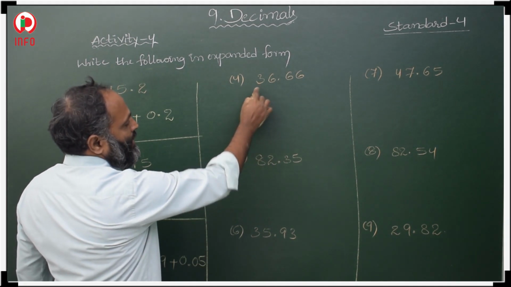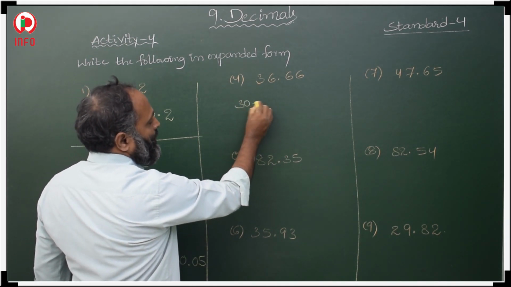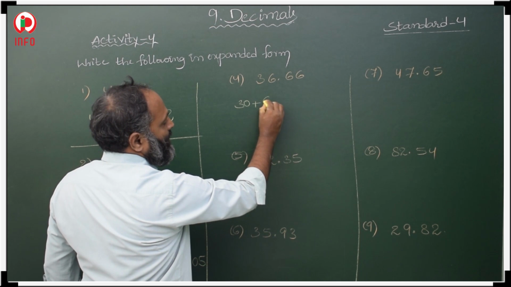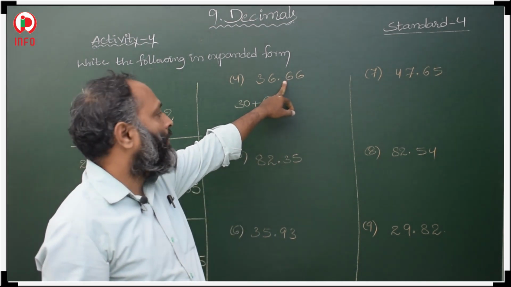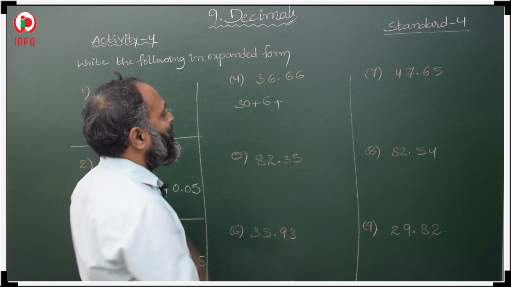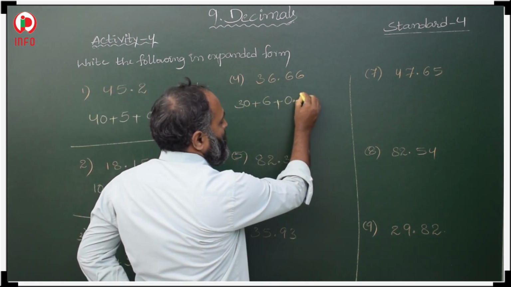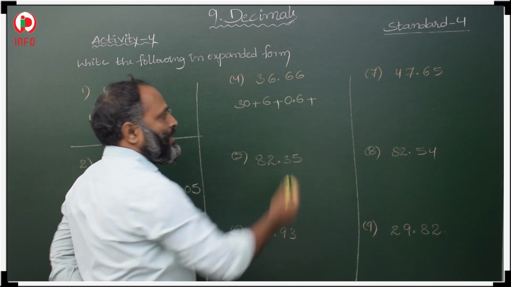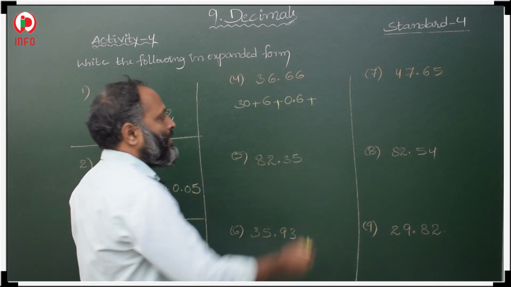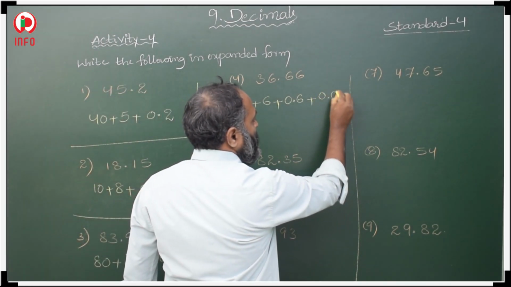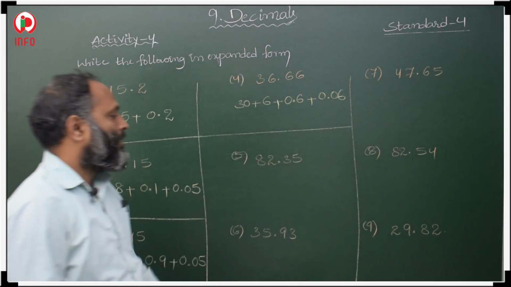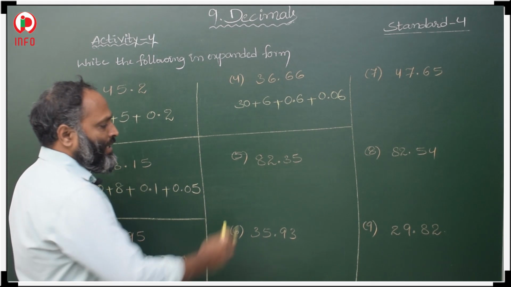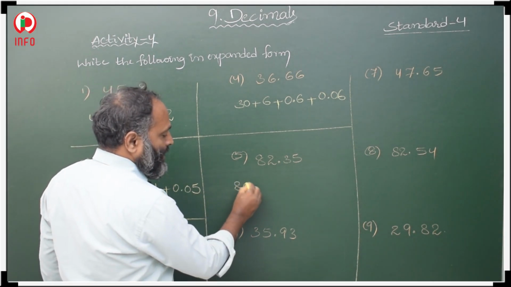Now 3 is in tens place, 30. 6 is in ones place, 6, then plus after that decimal values. So 6 is in tenths place, that is 0.6. Again one more 6 is in hundredths place, that is 0.06.